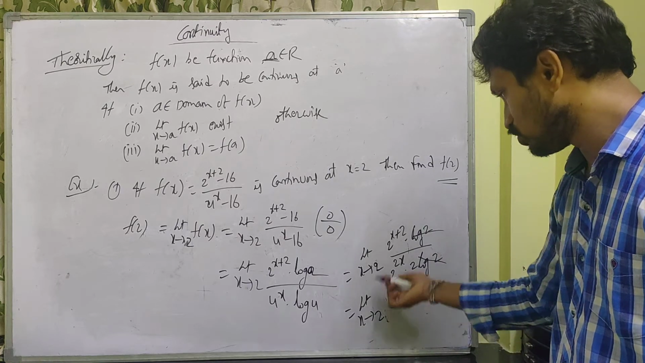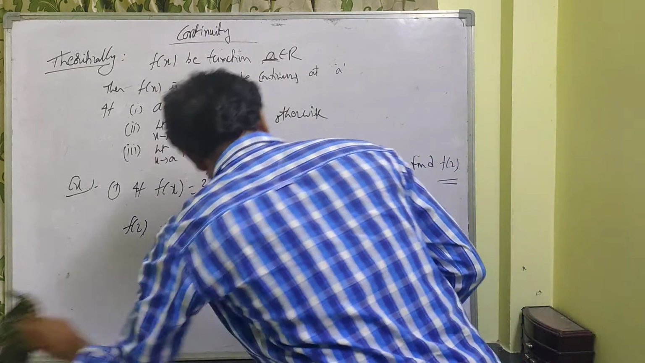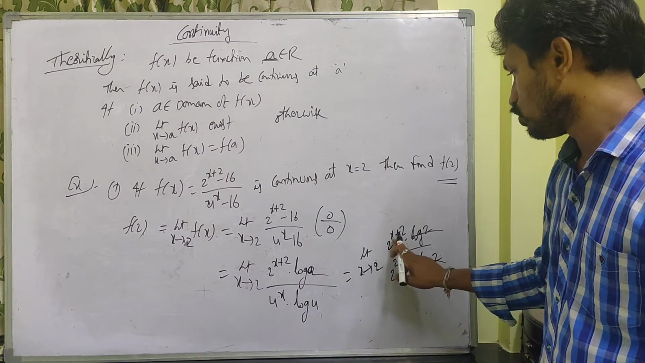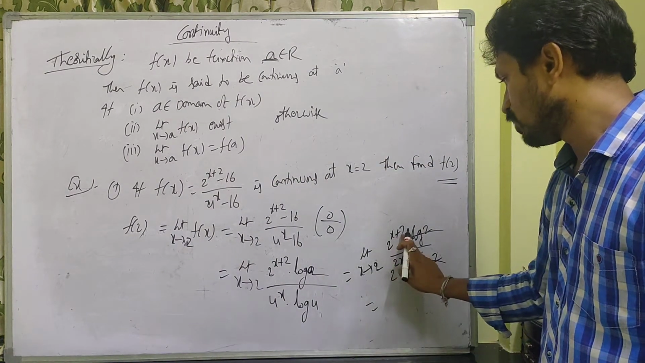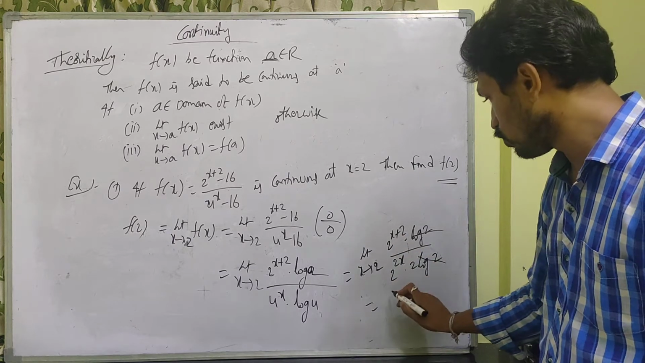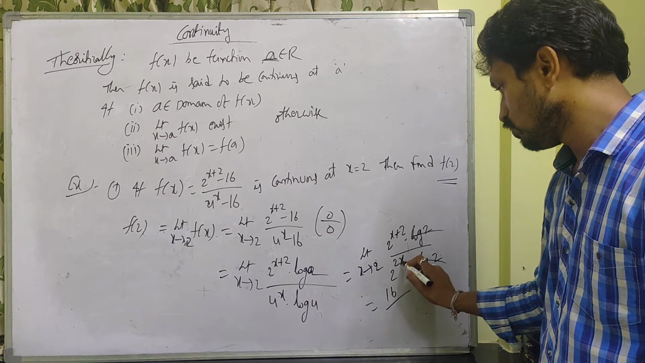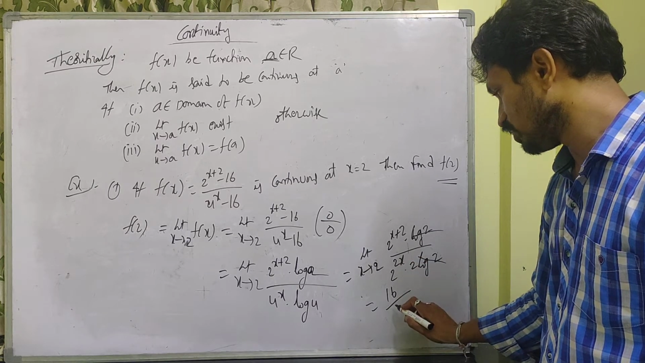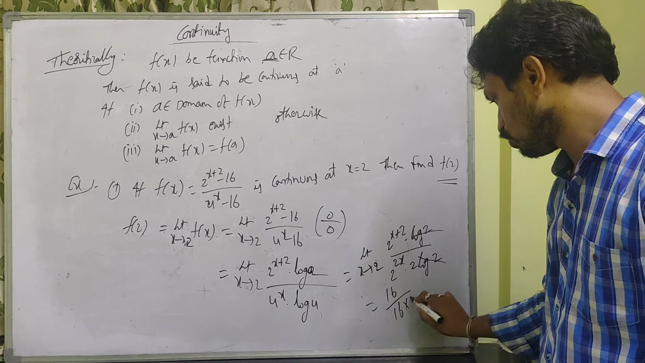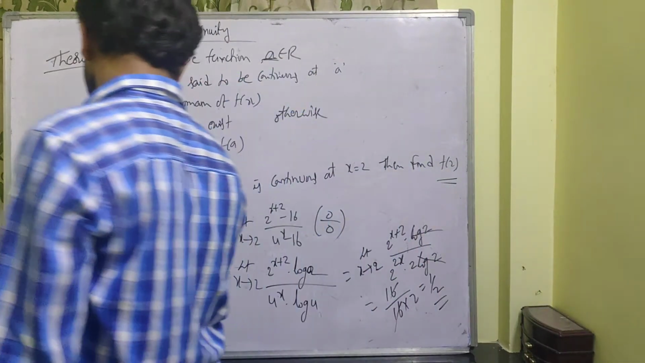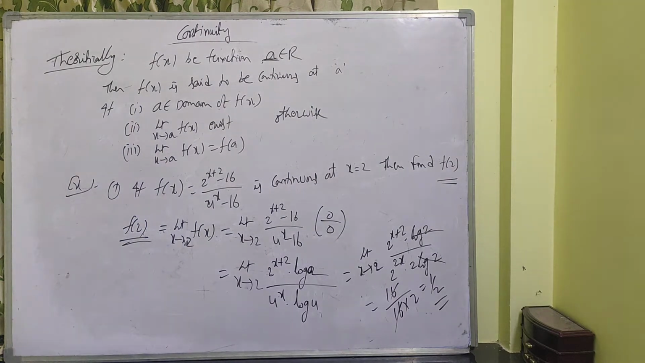In other words, if you substitute 2 directly, what you get? 2 power 2 plus 2, 2 power 4. 2 power 4 means 16 by, it is 2 power 4, it is also 16 into 2. 16 cancel. This is equal to 1 by 2. So f of 2 is equal to what value? 1 by 2. Okay, so like that we have to do the problems.